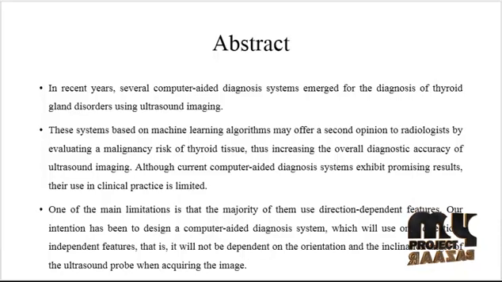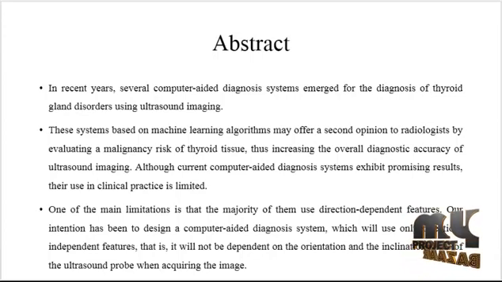In recent years, several computer aided diagnosis systems emerged for the diagnosis of thyroid gland disorders using ultrasound imaging techniques. These systems, based on machine learning algorithms as well as deep learning algorithms, may offer a second opinion to radiologists by evaluating the malignancy risk of thyroid tissues, thus increasing the overall diagnosis accuracy of ultrasound imaging. Although current computer aided diagnosis systems exhibit promising results, their use in clinical practice is limited.